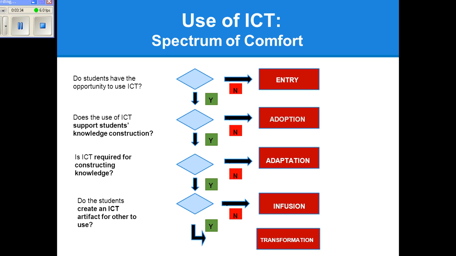And then, is ICT required for constructing knowledge? This is where you move past the adaptation level and into infusion. Why? Because what you're saying there is, are they doing something with ICT that they wouldn't have done, that they couldn't have done nearly as well, nearly as easily, or that they couldn't have done at all? An example there would be, in constructing knowledge, they are interviewing experts from the other side of the world using Skype. That's not something they ever could have done.